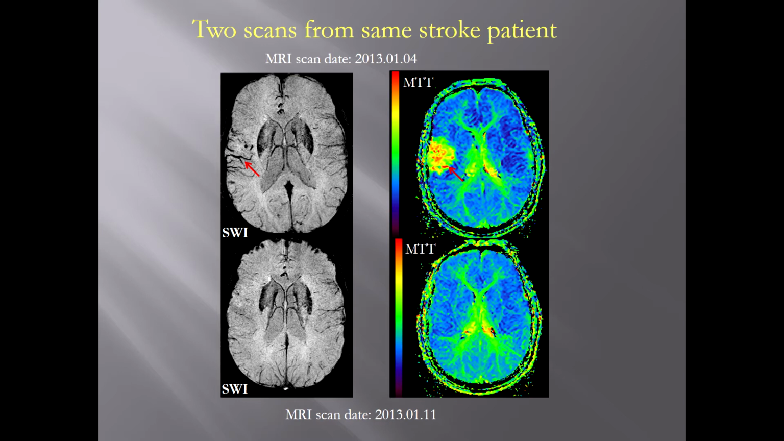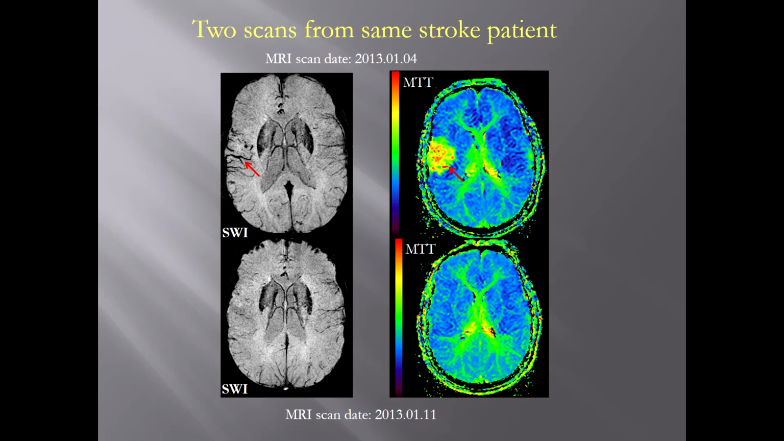So here you can see in the upper right image, marked MTT here with a red arrow, this green area that represents a reduced mean transit time, i.e. it's taking longer for the blood to flow through that tissue and get to that tissue. And you can see the same area on the SWI shows very dark in this area.